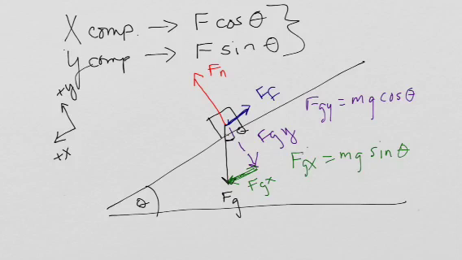Because remember, when you're trying to find your x and y components, for the x component you're using cos theta, and for the y component you're using sine theta. However, on an inclined plane, and this is the only time you use this, to find your FGY you are going to use cos, and to find your FGX you are going to use sine, because of trigonometry.